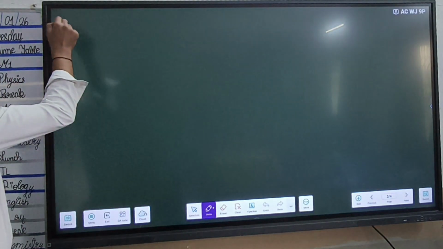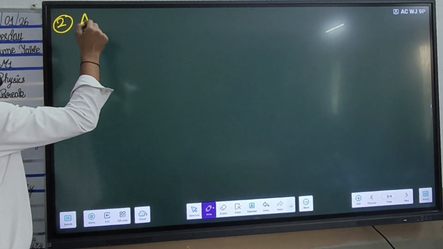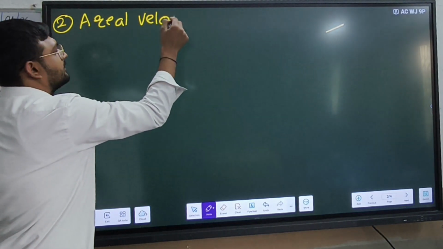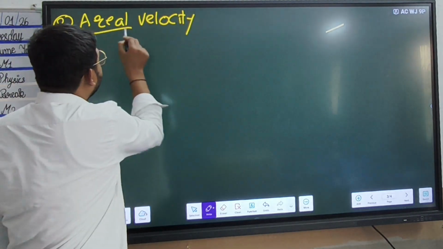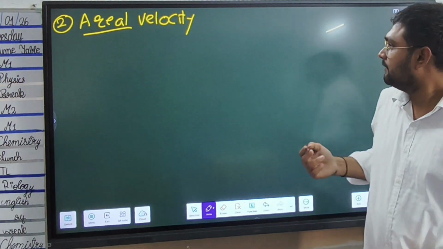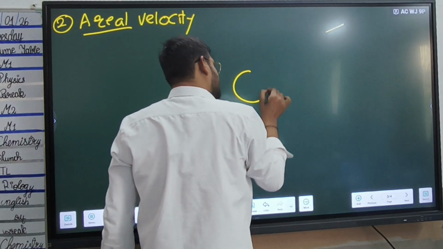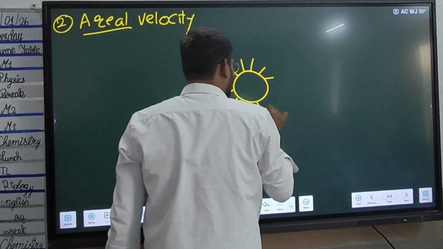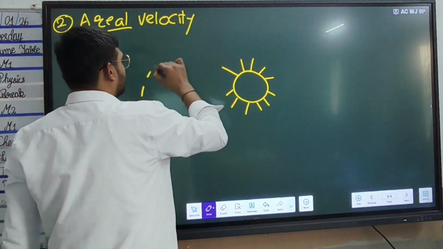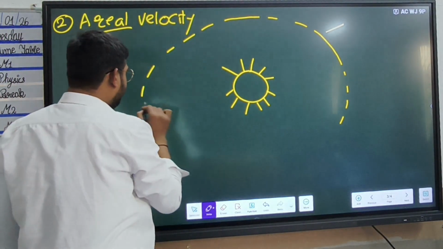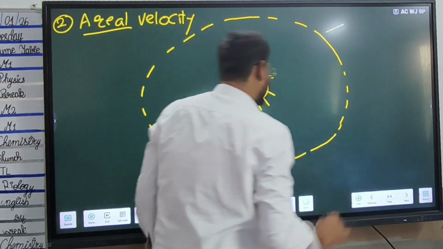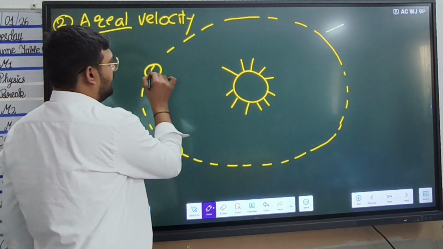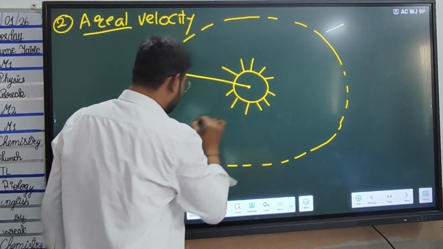That is Kepler's second law. It is also called the law of aerial velocity. The word aerial came from area. What does this law state? The area swept by the radius vector is constant. I will explain it through a diagram. This is the Sun. All the planets are revolving around the Sun in an elliptical path. The line joining the center of the Earth and the Sun is called the radius vector.